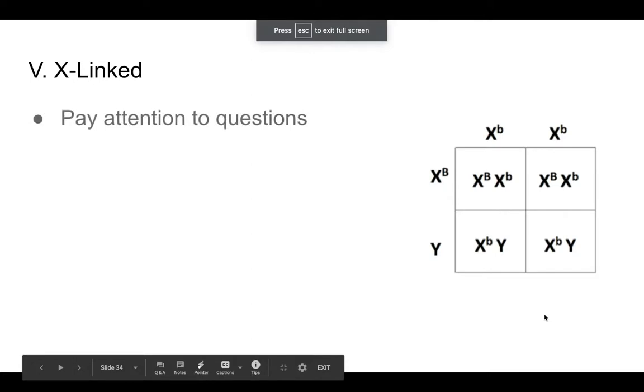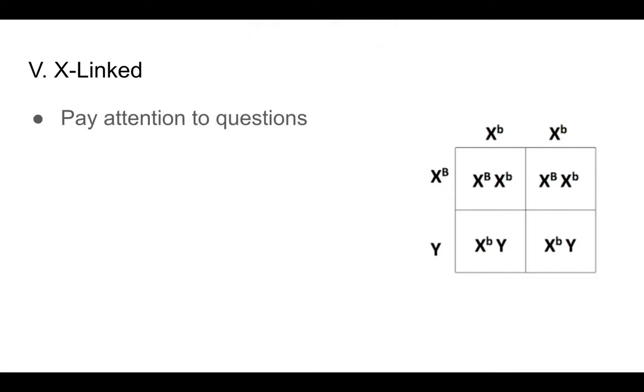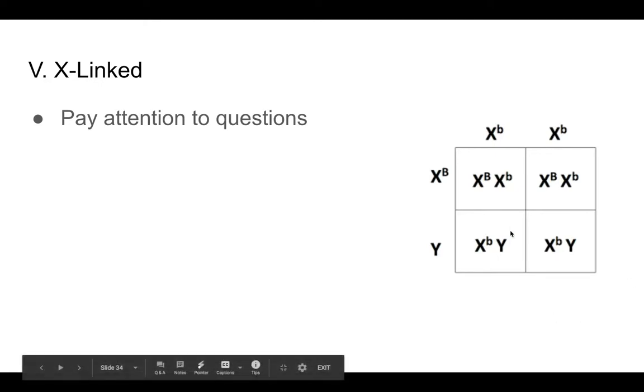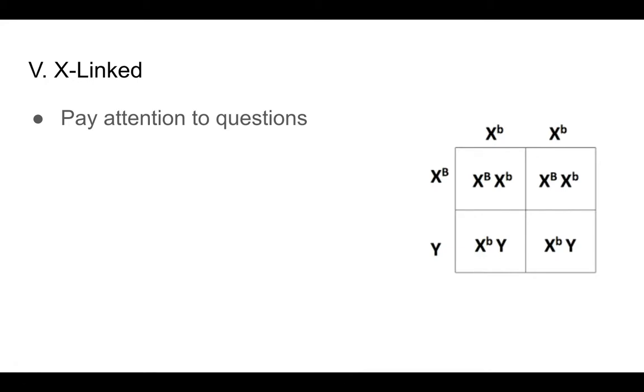We're still taking a couple of notes here. If we look at the Punnett square, we have to do the cross, right? And then we have to really pay close attention to what the question is asking. So I'm going to give you an example here. Let's say that this trait is all about being colorblind, so we're using the B for colorblind. Colorblind is a recessive condition.